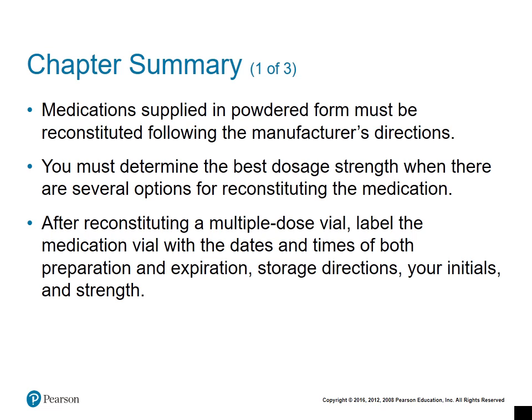Now after you reconstitute a multiple dose vial, so a vial that you could use again because there's more of the drug in it, you have to make sure you label it properly. So you want to label it with the dates and the times when you prepared the solution, and also when that solution expires, how to store it properly, your initials so people know who reconstituted it, and the new strength. This is crucial because if you don't label it correctly, someone might not know that it's already been reconstituted, they might reconstitute it again, and they will not end up giving the patient the proper dose.